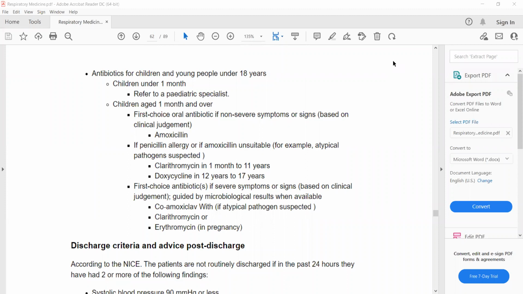So we were discussing antibiotics for pneumonia in children. The antibiotics are the same: amoxicillin, clarithromycin, and doxycycline. Remember that doxycycline can be used in children who are 12 to 17 years old. In children who are less than 12 years old, clarithromycin is used if the patient has an allergy to penicillin.